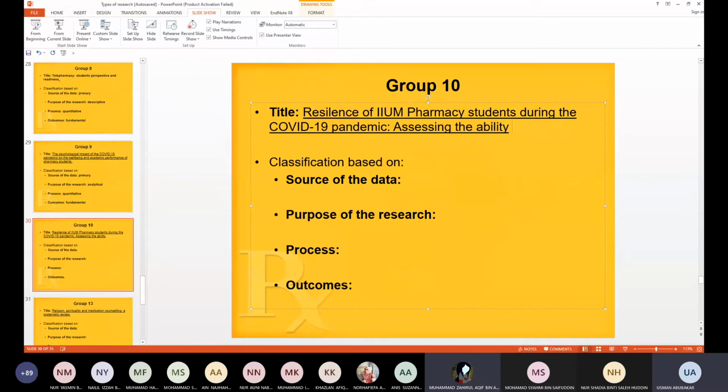The sources of data will be primary. Assessing ability to what? To bounce back. Sorry, to what? To bounce back. Can you spell? B-O-U-N-C-E. Oh, to bounce back. Okay. Sorry, I didn't get your pronunciation. Apologies. The source of the data? Sources will be primary.